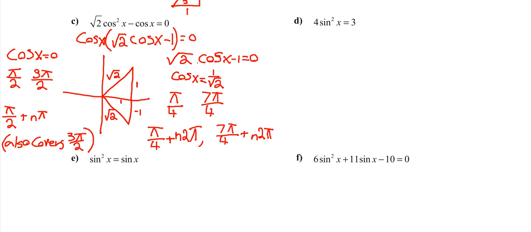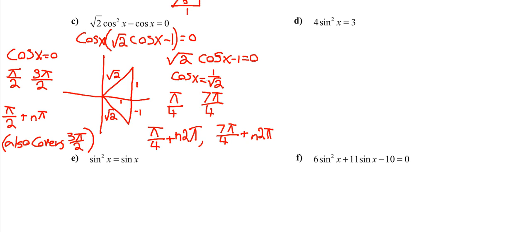Now for the other half, where it's root 2 cos of x minus 1 equals 0. So we rearrange it, bring the 1 over and divide it by root 2. So cos of x equals 1 over root 2. And we use this triangle, the pi over 4 or 45 degrees, whichever you would prefer. And then we get the two solutions, pi over 4 and 7 pi over 4.